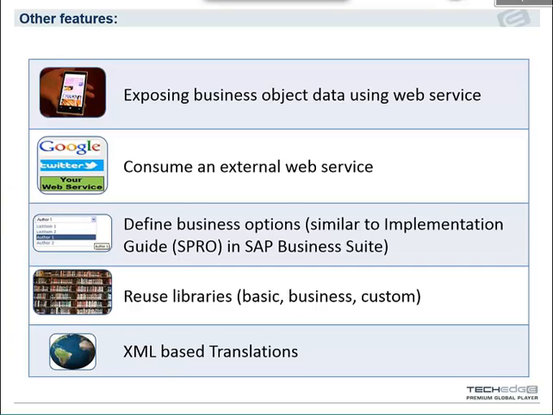The tool, the SAP Cloud Applications Studio, also permits other features. For example, it is possible to expose business data using a web service, or to consume an external web service in order to fill business object data. You can also define business options that are similar to the implementation guide in the SAP Business Suite. You can create or use existing reuse libraries, and you can do XML-based translations.